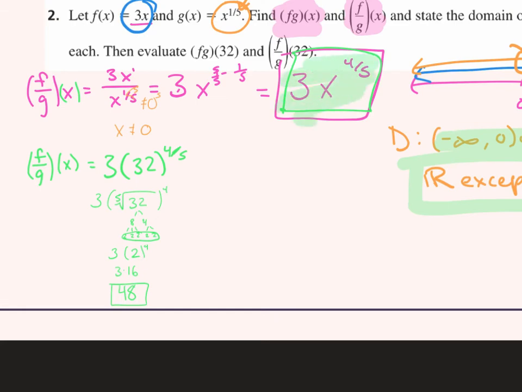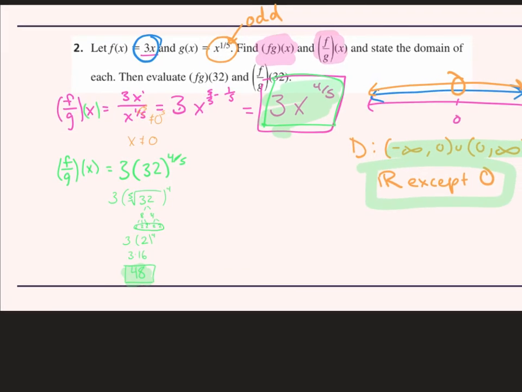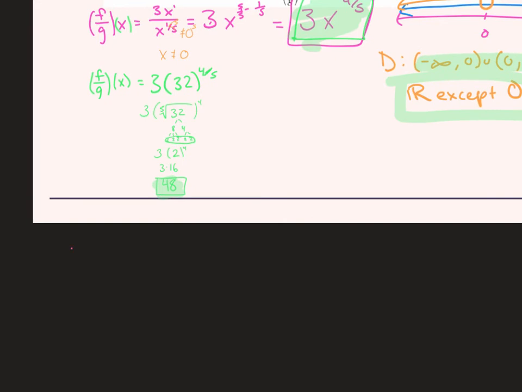Found our new function, found our domain, and evaluated. Now we have to do the same thing for f times g of x. So that was just the dividing one. Now we can move on to multiplication. So f times g of x.